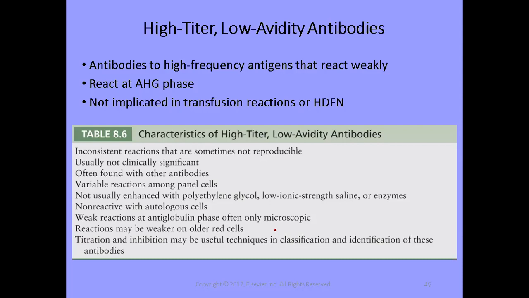And if we were meeting face-to-face in lab, whenever you have an extremely weak reaction in tube testing, I may have mentioned this to you all previously, we could actually take a drop of the suspension out of the tube and put it on a glass slide and look at it under the microscope to see if we're actually seeing the clumping. They look like clusters of grapes of the red cells under the microscope. Reactions may be weaker on older cells, and titration and inhibition may be useful techniques in classifying and identifying these antibodies.